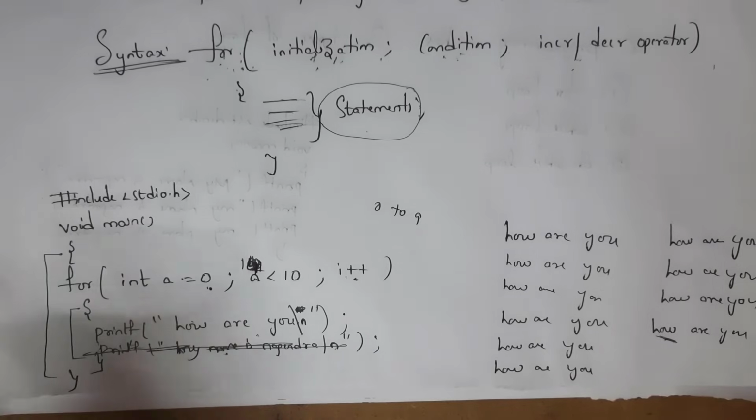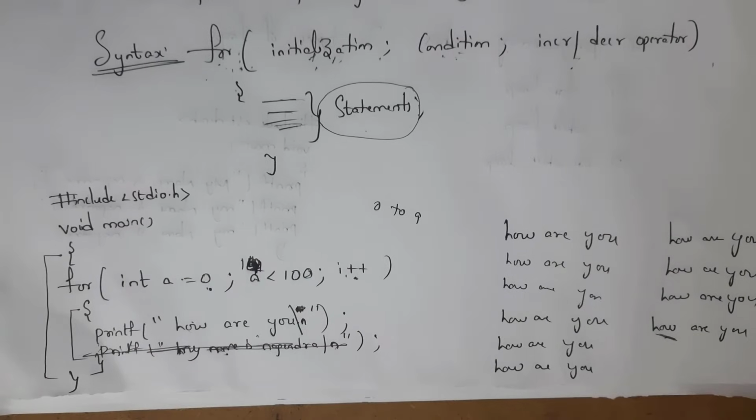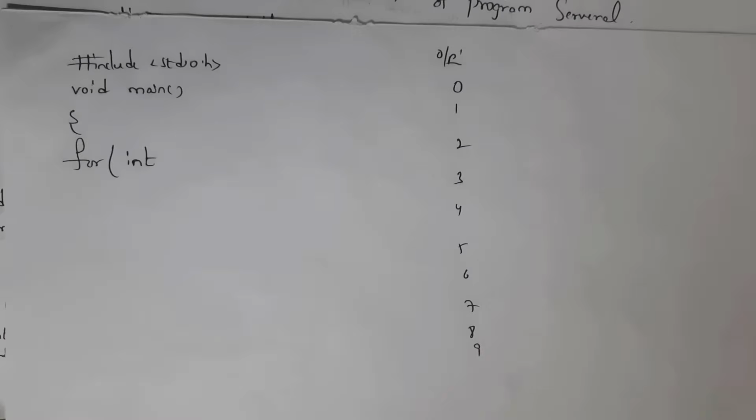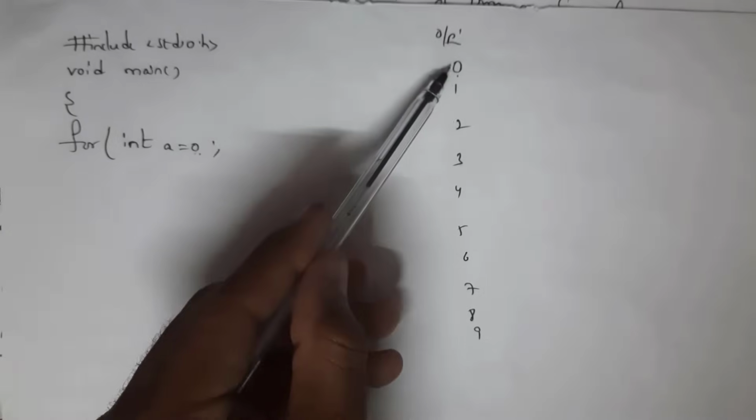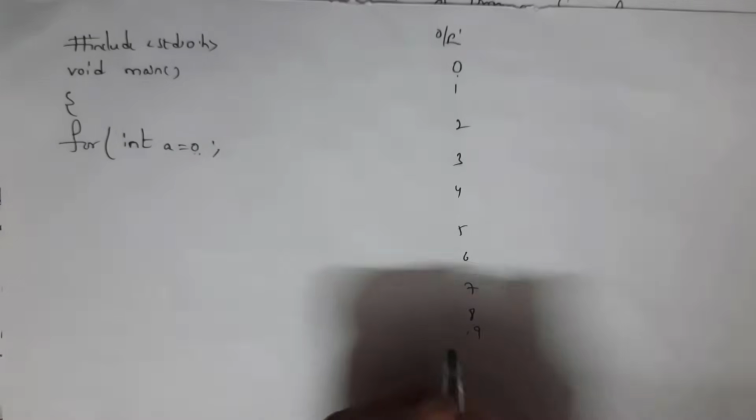For example, if I give the condition here a < 100, then I will get the output "how are you" 100 times. For example, I want to print numbers from 0 to 9 by using a for loop. So at first I am taking int a = 0, because I am starting the numbers from 0. I gave the value of a as 0, semicolon, and I am giving the condition. I want to print numbers from 0 to 9, so at last I need to get 9. So I am giving the condition a < 10.